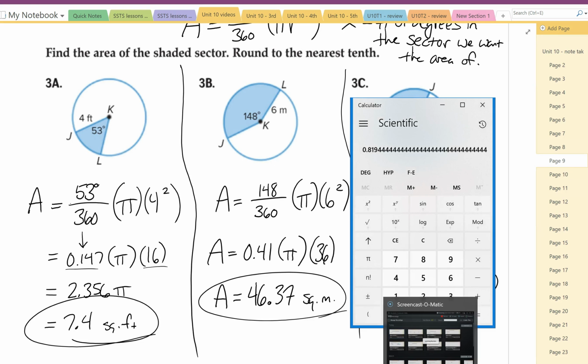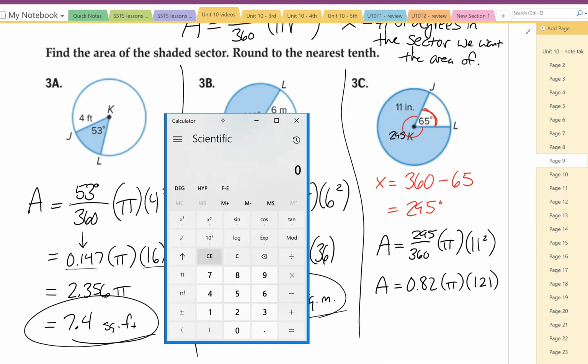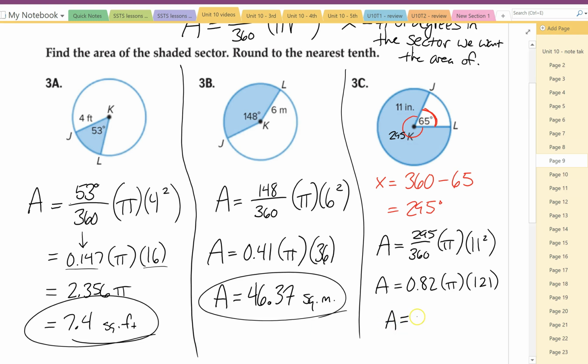So let's get on the calculator, and I'm just going to do those right in order. So I'm going to say 0.82 times pi times 121. And it gives me, this is my answer, 311.71. And here we have inches, so square inches.